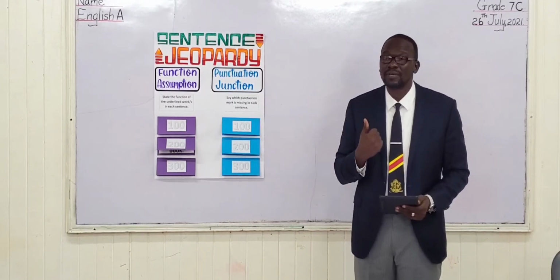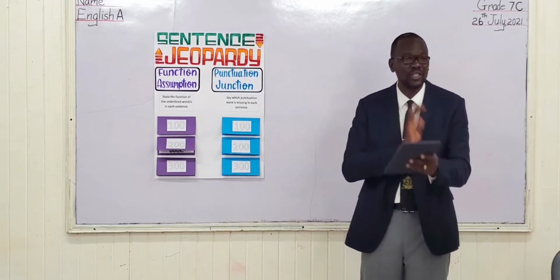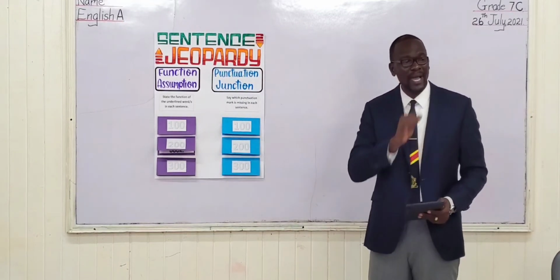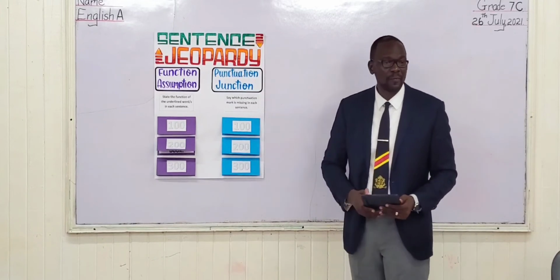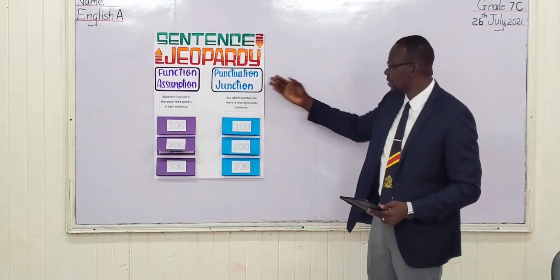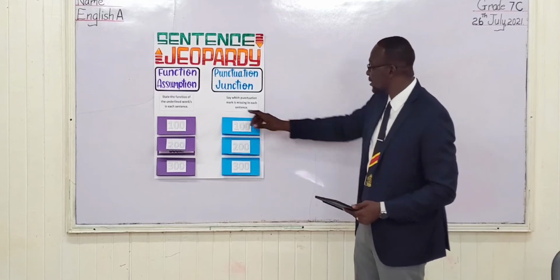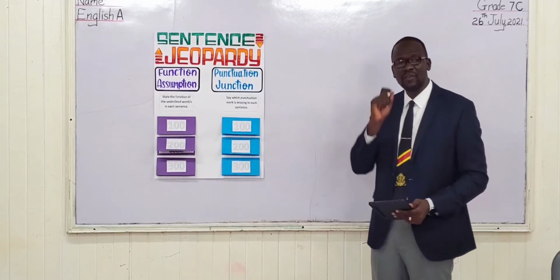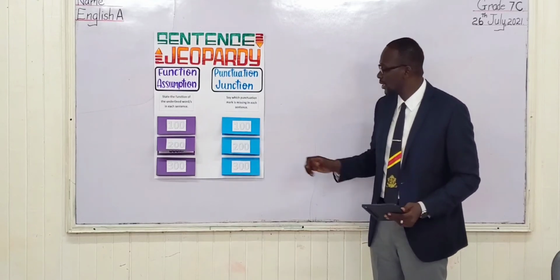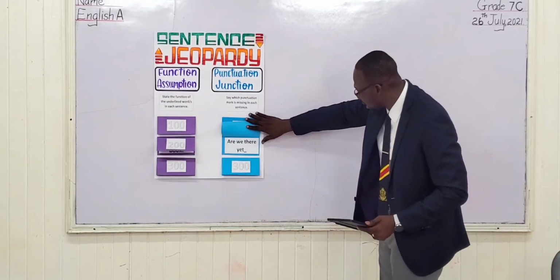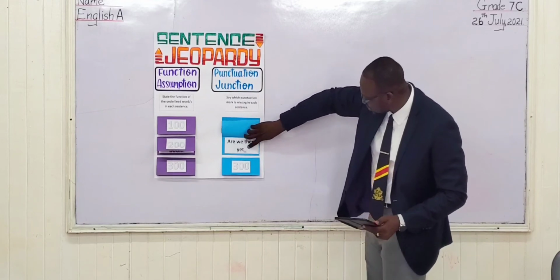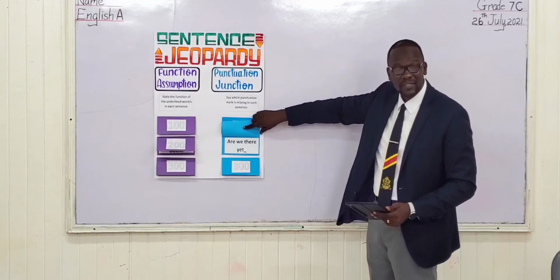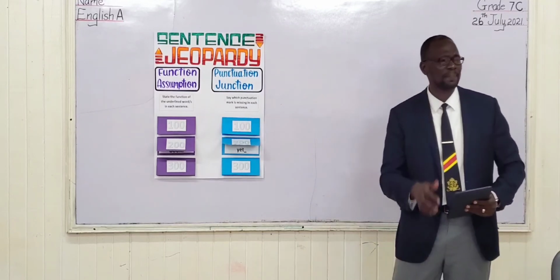Yes, team 2. It is a verb. Good job. 200 points for team 2. All right. Team 1, back to you. Where would you like to try? Which category? You'd like to try punctuation junction? No problem. Notice you need to say which punctuation mark is missing in each sentence. For how many points? 200 points. Let's take a look at it. Are we there yet? Notice the punctuation mark is missing from the end of this sentence. Are we there yet? So which punctuation mark is missing, team 1?